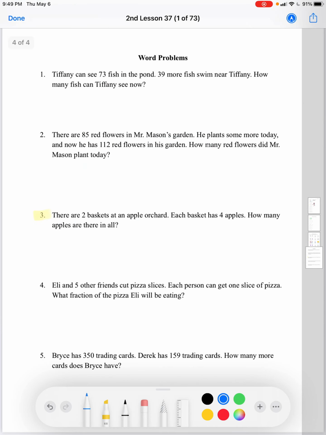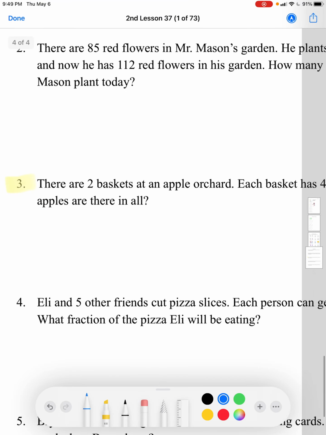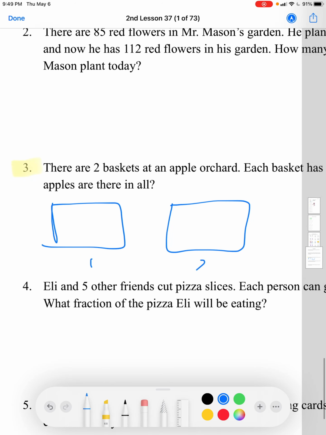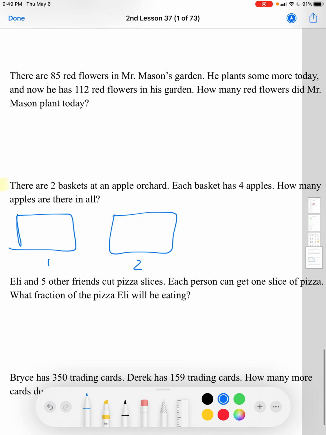Lastly, we'll go over word problems. Number 3 says there are 2 baskets at an apple orchard. Each basket has 4 apples. How many apples are there in all? So there are 2 baskets and each basket has 4 apples. So let's draw that. 2 baskets. 1 basket, 2 basket. Basket 1, basket 2. And each basket has 4 apples.